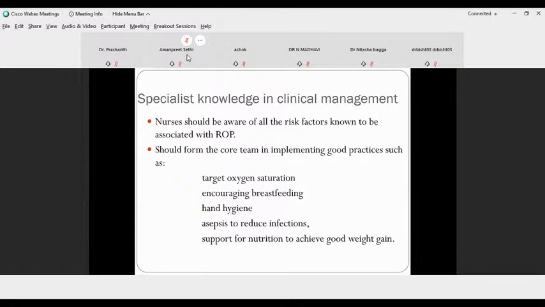practice asepsis to reduce infection, and support nutrition to achieve good weight gain. We have to support them so that the baby can gain good weight.